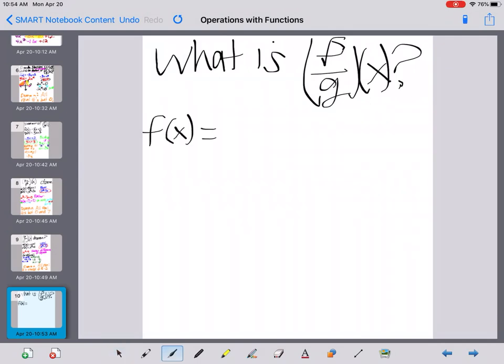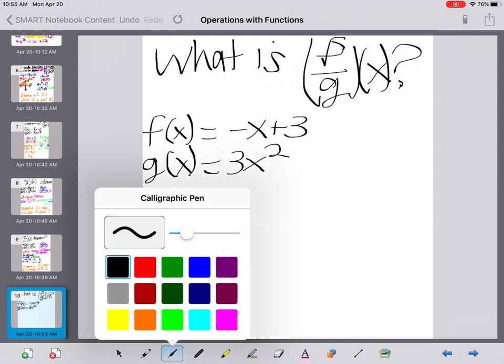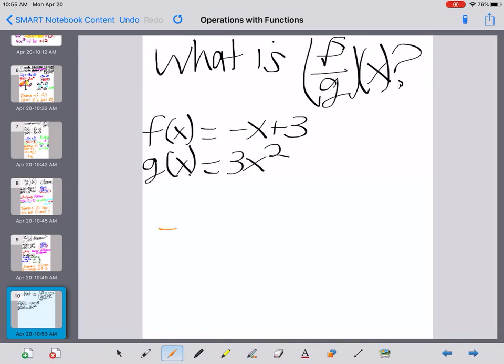So, let's say that we have f of x is negative x plus 3. And g of x is 3x squared. So on this one, we're doing f divided by g of x. So just like we've been doing, all I'm really doing on this is I'm just going to put f on the top. So we're going to put f on the top, so negative x plus 3. And on the bottom, we have 3x squared.